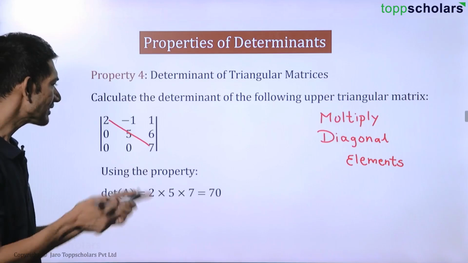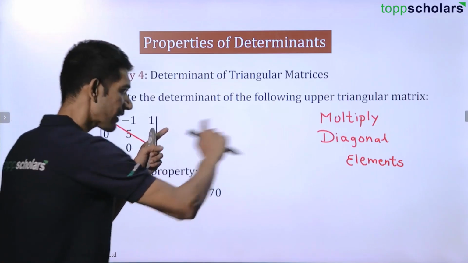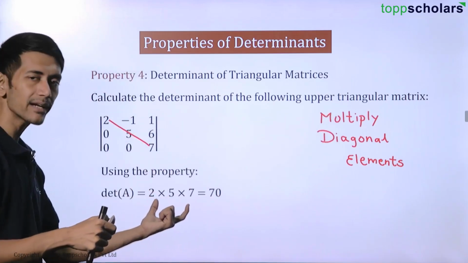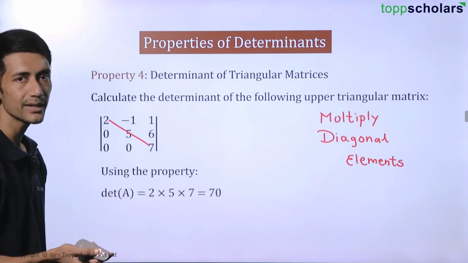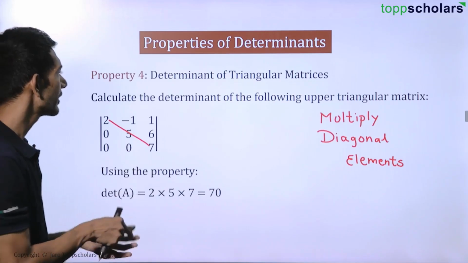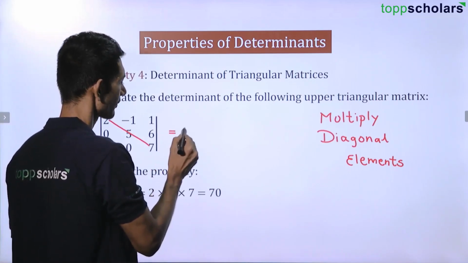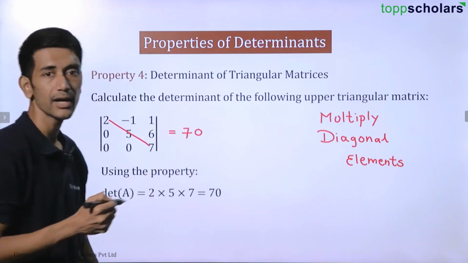Now why are we getting it like this? Because if you want, you can give it a try. Even if you expand it, you are anyways going to get these 3 terms only, that is 2, 5 and 7. And the final answer that you will get is 70. So the determinant of this is 70. I hope this part is clear.